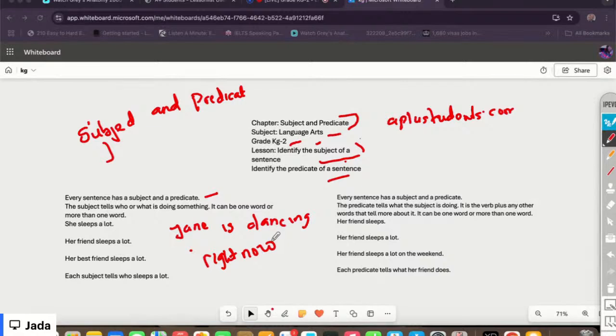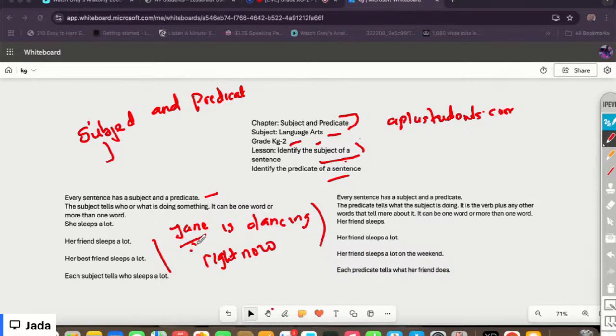Okay, now we will say, how do we figure out what the subject is. Now, the subject is who or what is doing something. Now, look at this sentence. We have Jane is dancing right now. Now, you would ask, where is the subject in this sentence? The subject would be Jane, because if you were asked in the sentence, who is dancing? It has to be Jane is dancing, right? So Jane is the subject and she's the person doing something in the sentence.